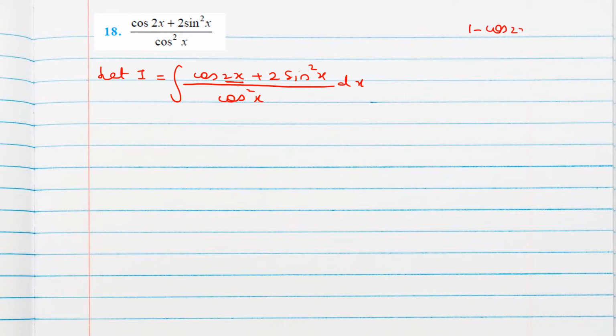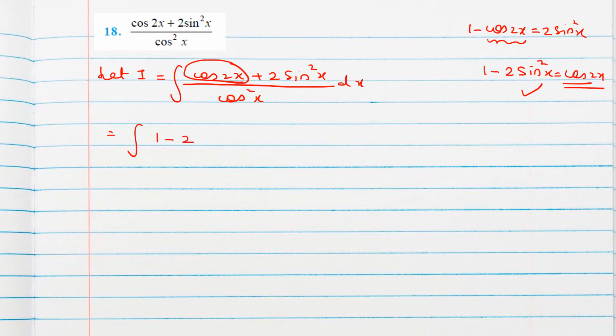Question 18. So let the integral be I. Okay. Now here if you see sine x cos x, and here cos 2x. So this 2x also we can convert in terms of x. Since we know 1 minus cos 2x is 2 sine square x. That is, cos 2x we can write as 1 minus 2 sine square x.